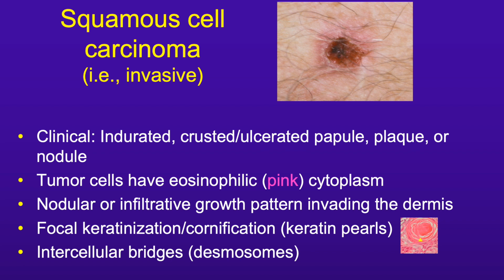The growth pattern in squamous cell carcinoma is variable. It could be nodular or more infiltrative. A characteristic clue is the presence of focal keratinization or cornification, basically attempts to form stratum corneum within the tumor aggregates, and sometimes they're very small. They're referred to as keratin pearls. We can usually see one or more parakeratotic nuclei within those keratin pearls that are associated with squamous cell carcinoma. And if our differential diagnosis is carcinoma versus non-squamous cell carcinoma, finding those desmosomes, those intercellular junctions or bridges between tumor cells, can also be very helpful.